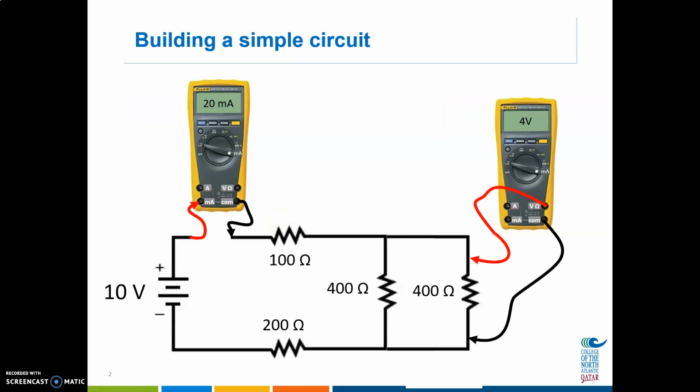Let us start with this circuit. We want to measure the current and the voltage across the resistor here, and the total current in the circuit. So it's a very simple circuit: 100, 400, 400 and 200 ohms, 10 volt.